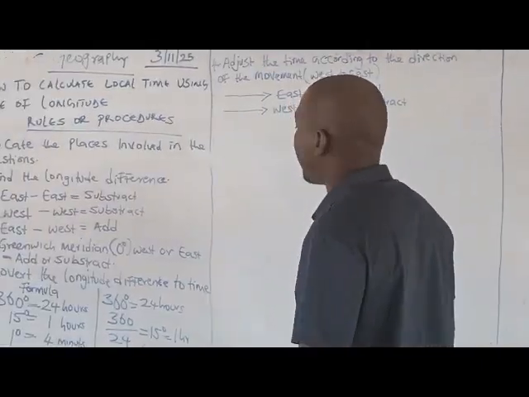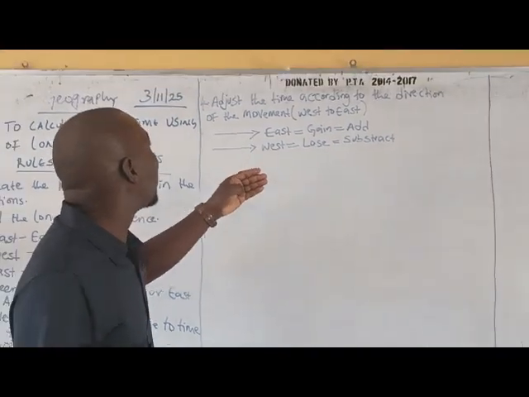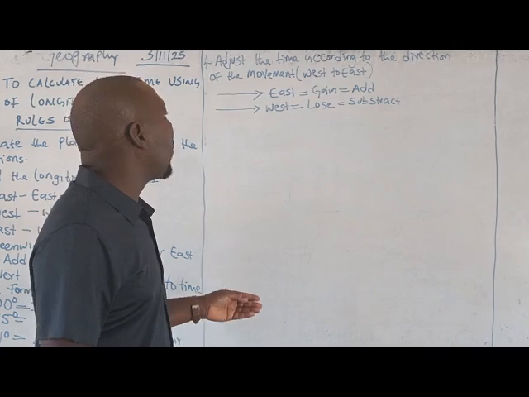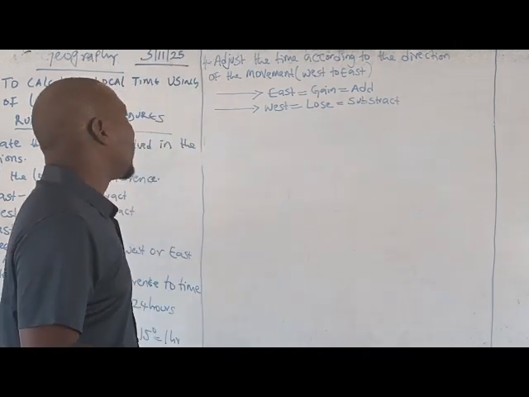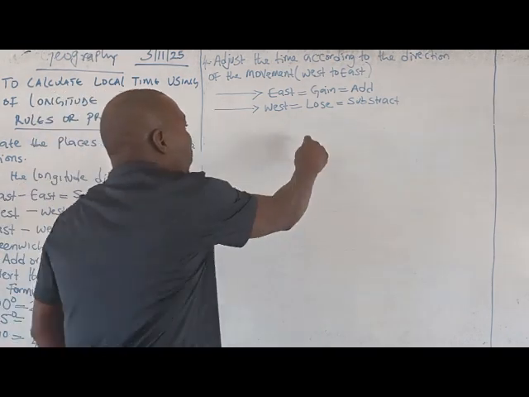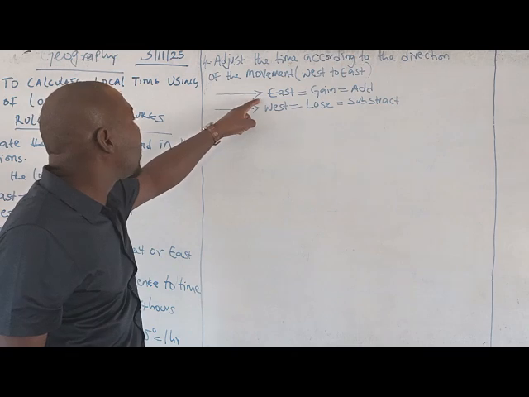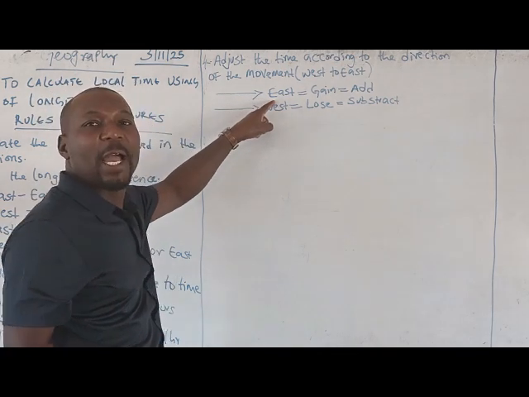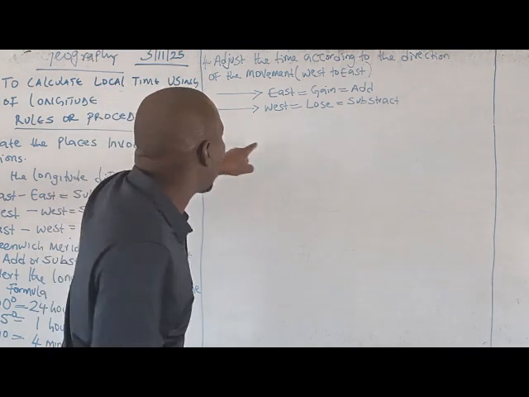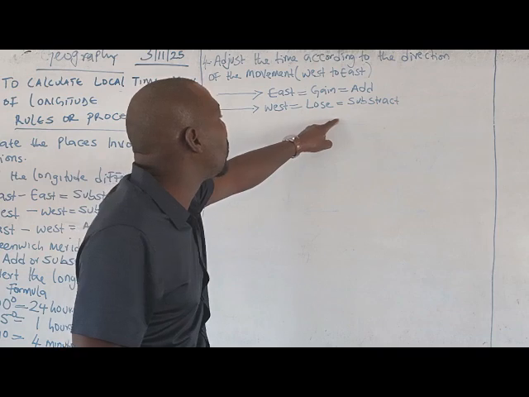Then the last rule is that we are going to adjust the time according to the direction of the movement, either west or east. Wherever our arrow is pointing, which will be the question mark where we are looking for the time, if the arrow is pointing east, we are gaining time. And if the arrow is pointing at the question mark west, we are losing time. So you are to subtract.